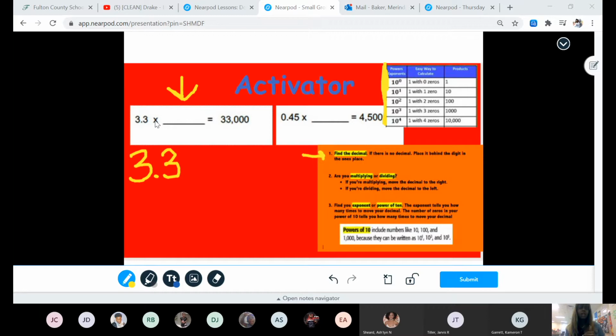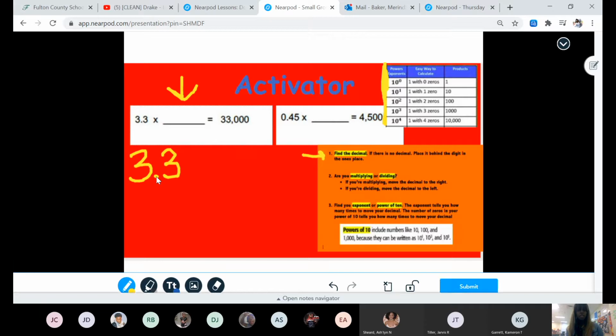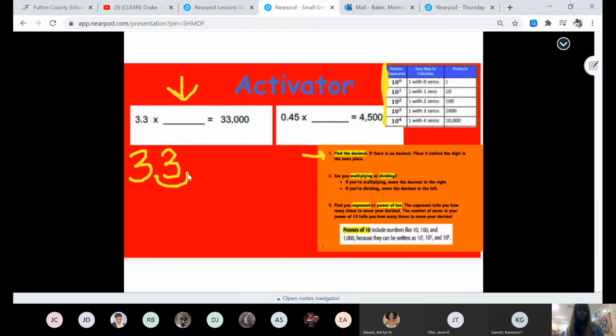So therefore, now I know that I'm multiplying. So we're going to be moving that decimal to the right. And so I had to figure out, based on the number of times that I move my decimal before I get 33,000, that's going to let me know what my exponent is. So let me see. I moved over 1 time.